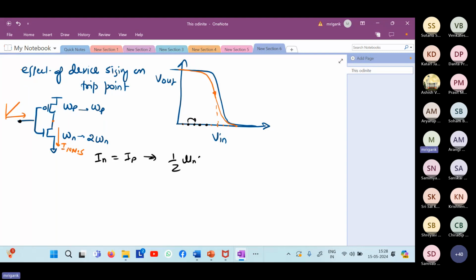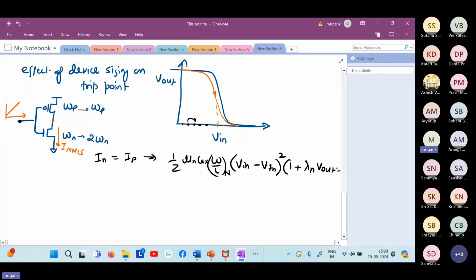1/2 mu n COX W by L of N and (VGS minus VT) whole square. So VGS is V in minus VTN, VS is 0, whole square, times (1 plus lambda N VDS). VDS is V out minus VS, and VS is 0. Right? This is what you're going to get. This should be equal to 1/2 the IP.